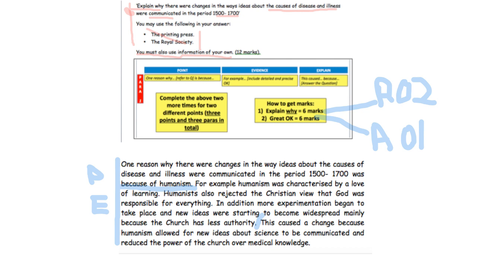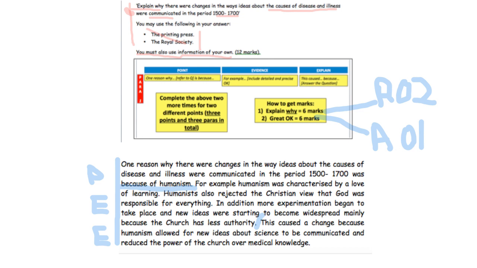And then we get onto our final part of our PEE paragraph, and this is our AO2. This is our linking to the change and continuity and causation aspect here. And we're saying, why has this changed? And we're saying this here: this caused a change because humanism allowed for new ideas about science to be communicated and reduced the power of the church over medical knowledge. So I hope I've explained that clearly to you there, of where each section of our PEE paragraph comes in. And also, I think most importantly, because this is where it's slightly different from your other exam papers, is how the AO2 comes into your 12-mark question here.